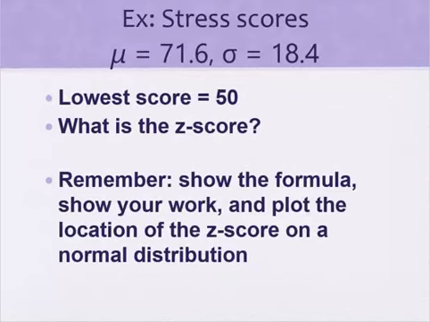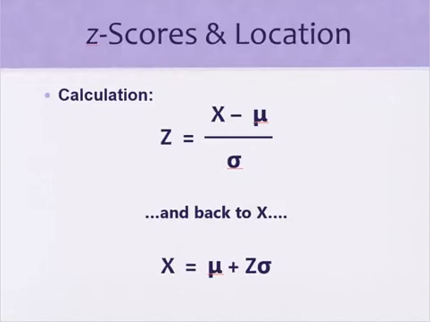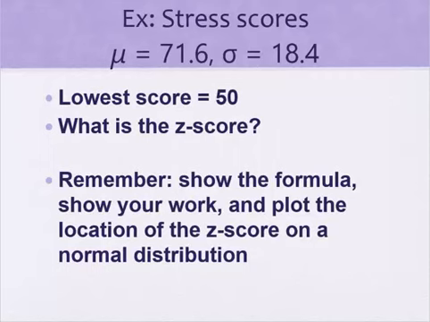Okay, so here's our data from our stress scores, right? We had a mean of 71.6 and a standard deviation of 18.4. And for the sake of this example, I'm treating our stress scores as if they were population data, okay? So you have your formulas from the previous slide right here, so make sure you have them down in your notes. What I want you to do is compute the z-score. This was our lowest score in our distribution. It was 40.